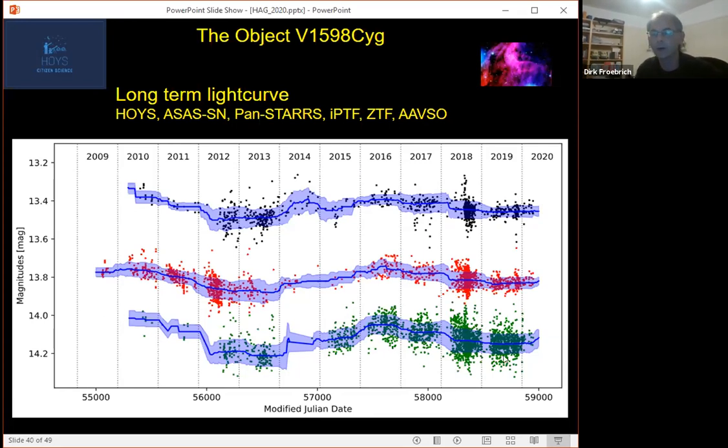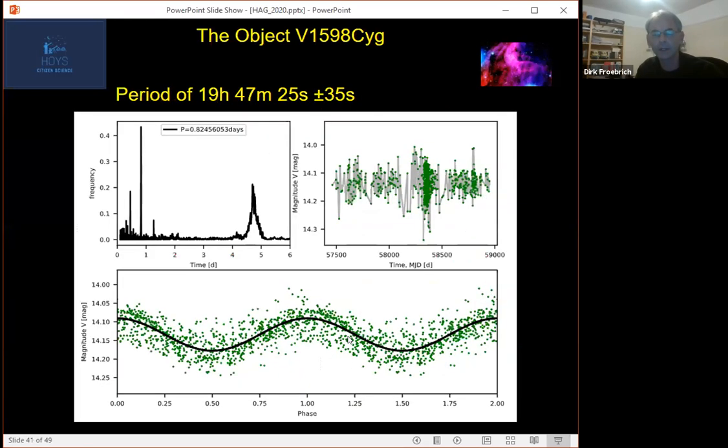It was that scatter that we were interested in, because it's actually not noise in the measurements, it's real variation. And the first thing you always try is you see if it's actually periodic. And it turns out, yes, it is. And the period is incredibly short. So this object has a period of just below 20 hours.